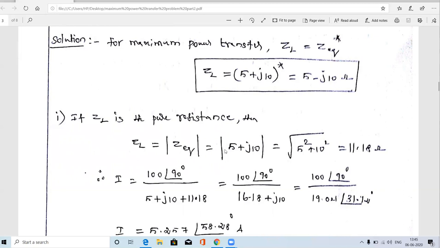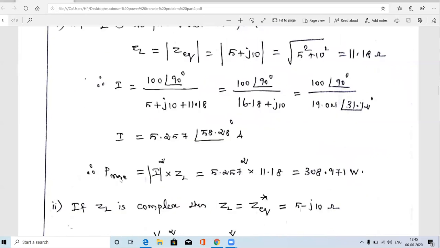It's the square root of real squared plus imaginary squared. So 5 squared plus 10 squared. The answer is 11.18 ohms. If ZL is 11.18 ohms, at that condition we have to find the power. The power formula: power is nothing but I squared times the particular load ZL. But now we have to find out the I value.